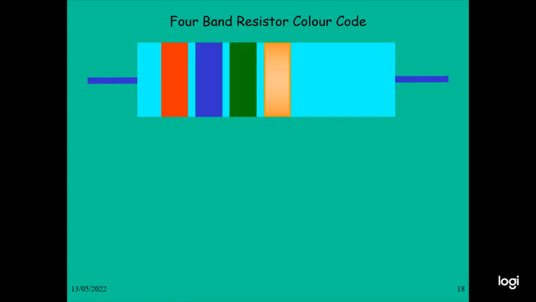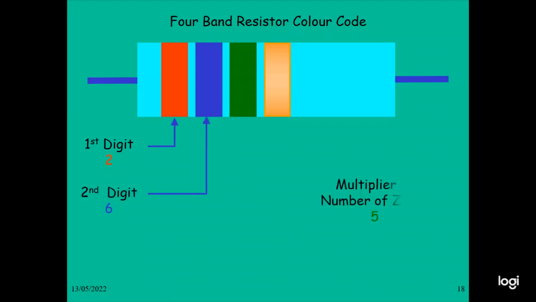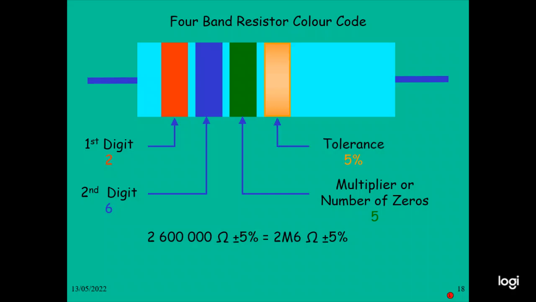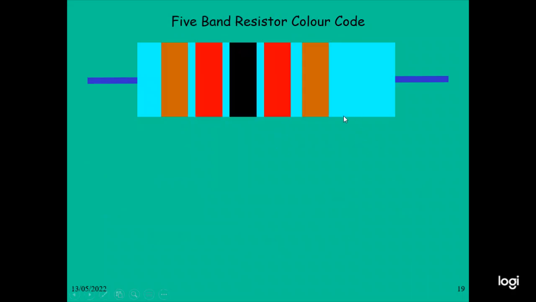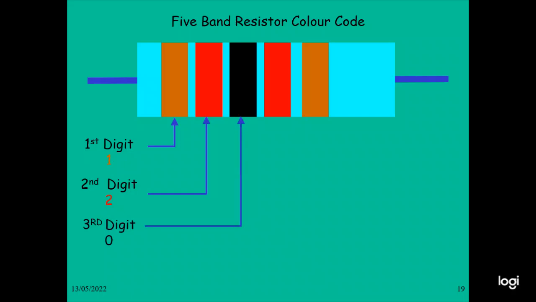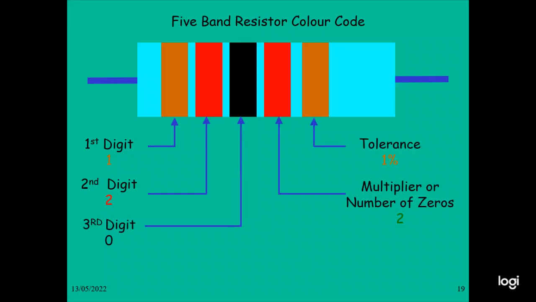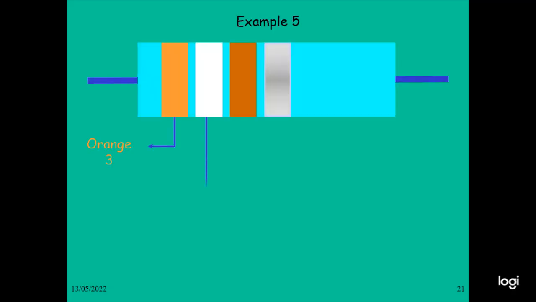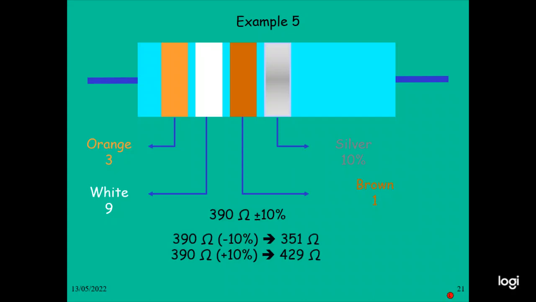4-band resistor color code. First digit is a 2, second digit is 6, the third band indicates the multiplier, the number of zeros, and the final one is the tolerance. For a 5-band resistor, first digit, second digit, third digit, fourth digit, and the tolerance of 1%. So orange, white, brown, and that will be 390 ohm plus or minus 10%.